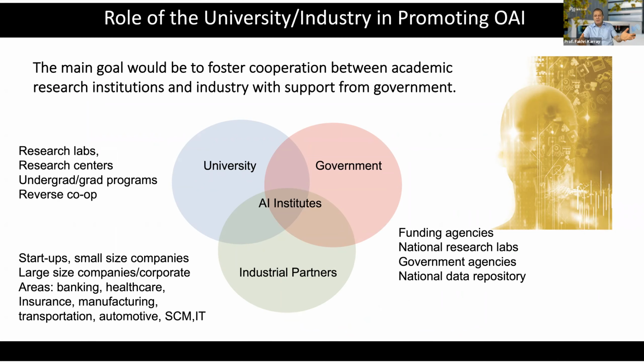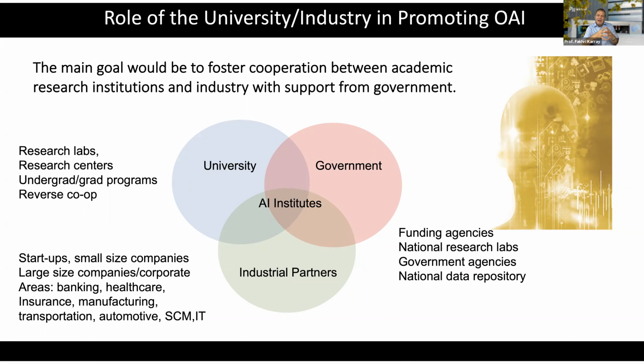So there is the university, there is the government, and then there are the industrial partners. The university, the government, and the industrial partners have traditionally provided a lot of inputs to society. The university provides research labs, research centers, and undergraduate programs. Industrial partners provide funding in various areas: banking, healthcare, manufacturing, automotive. And of course the government provides national research labs, government agencies, and national data repositories.